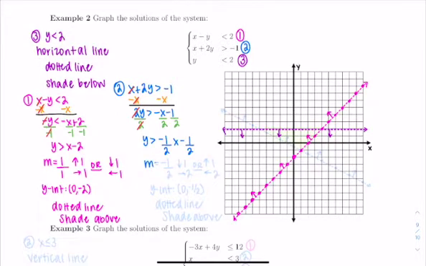And so my slope is negative 1/2, which means I can go down 1 and to the right 2, or I can go up 1 and to the left 2. And my y-intercept is the point (0, negative 1/2). This is a dotted line, and we are going to shade above.